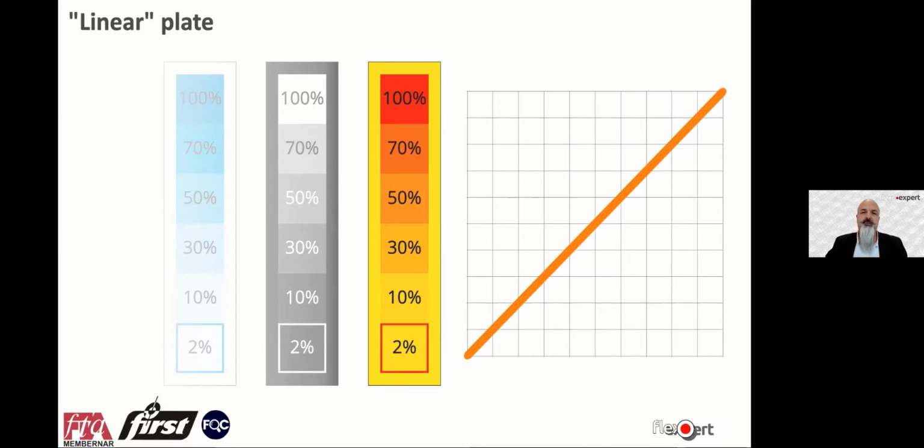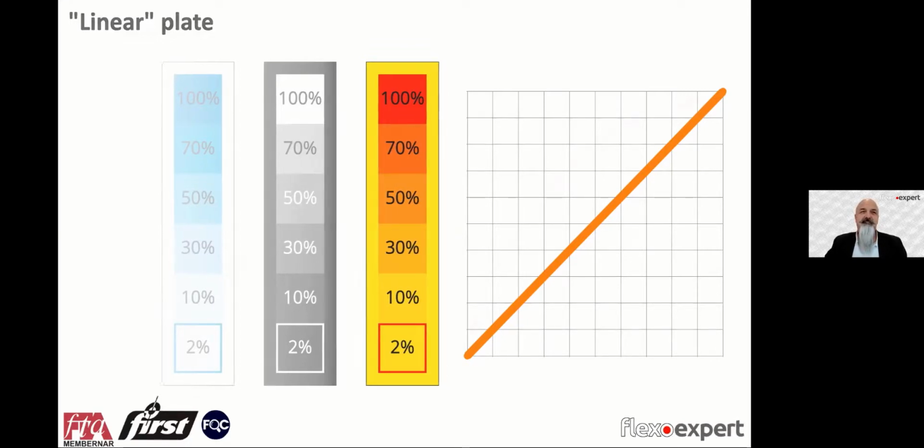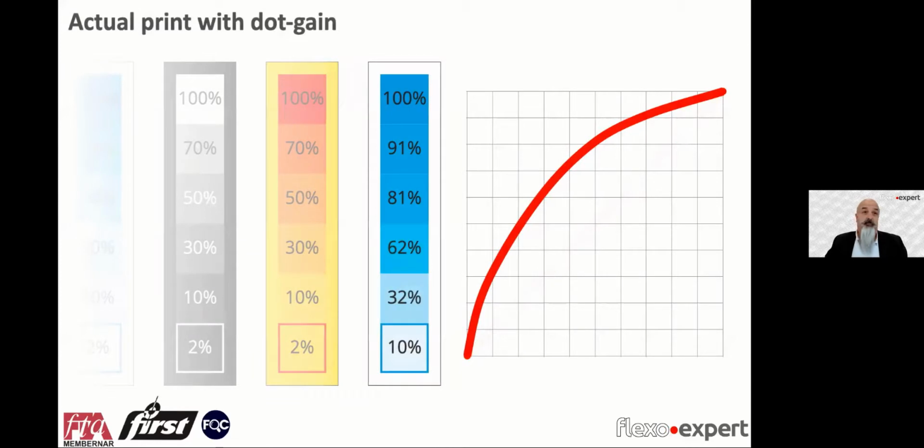So a 50% area on a linear plate will have half printable surface with dots that can receive and transfer ink and half non-printable voids. If we use a different plate system that requires other adjustments like a bump, we can see that later. We print our linear plate, we measure and we evaluate our results.